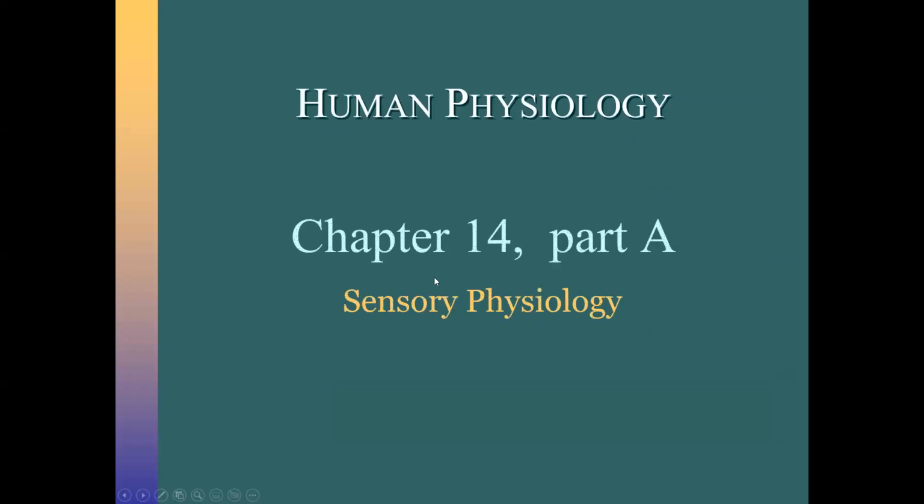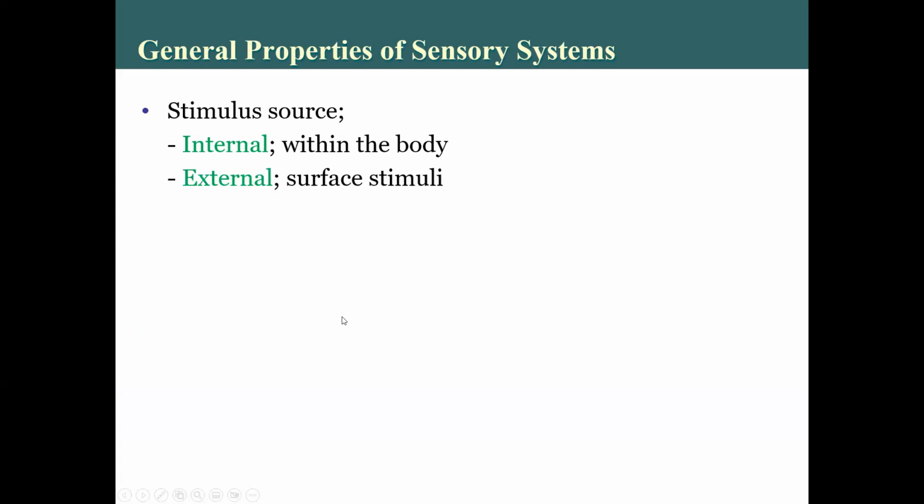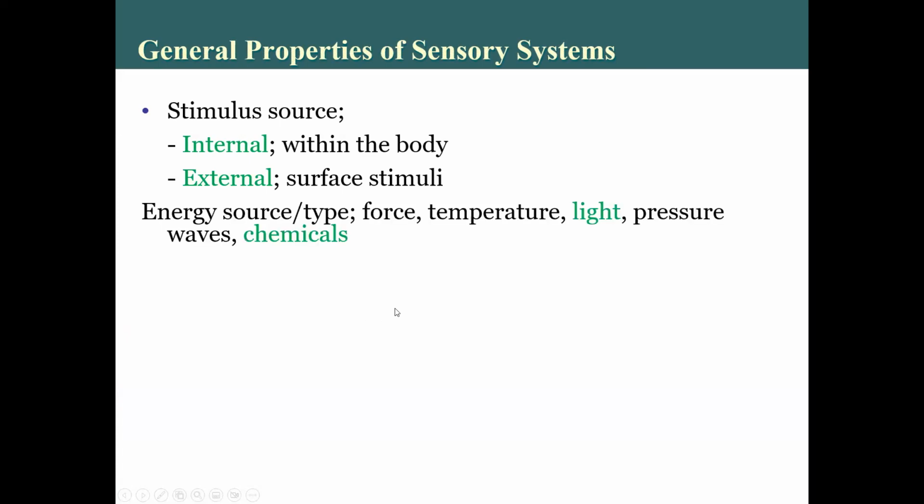Okay, we're talking about sensory physiology here, how the body senses discrete sensations. What are some general properties of sensory systems? Well, we talk about the stimulus source. Where does the stimulus come from? Well, it's internal, it's within the body. That means something's happening inside of your body and you're sensing it. External would then be something happening to you from the outside, so surface stimuli generally.